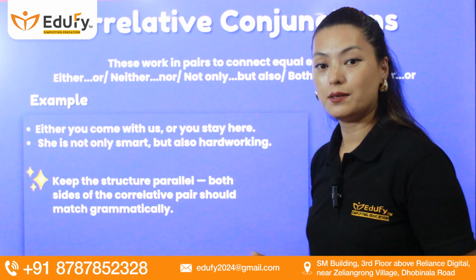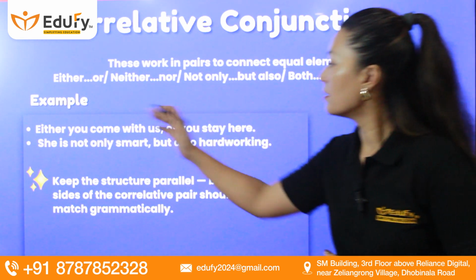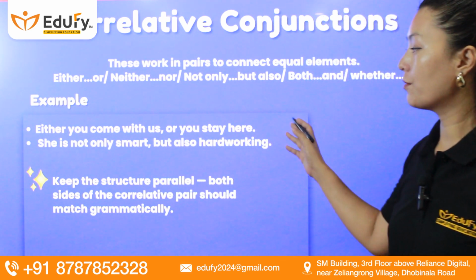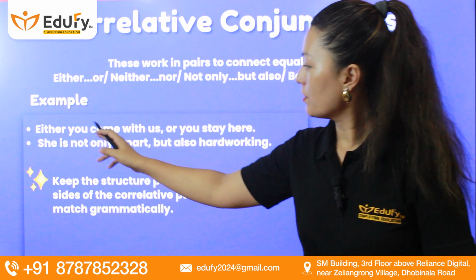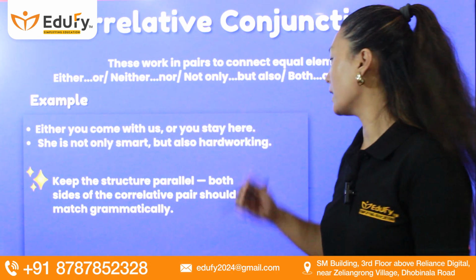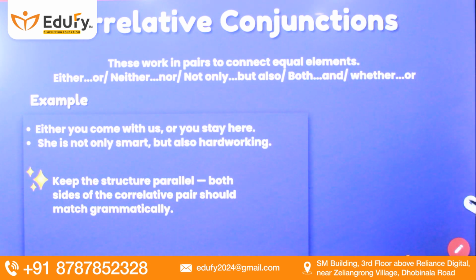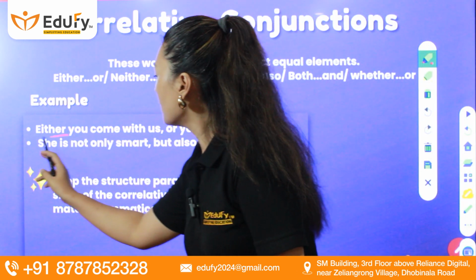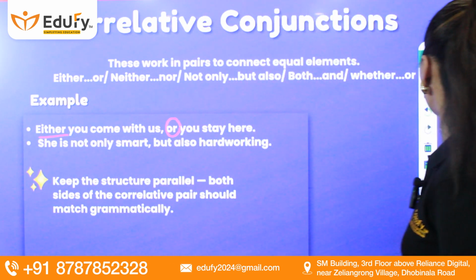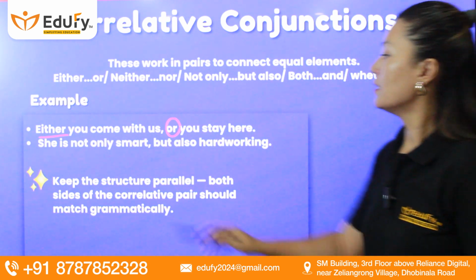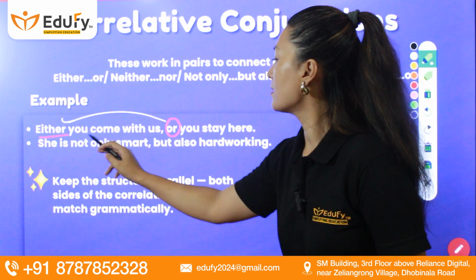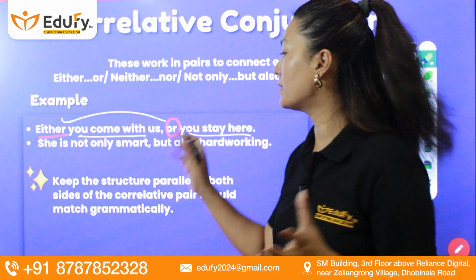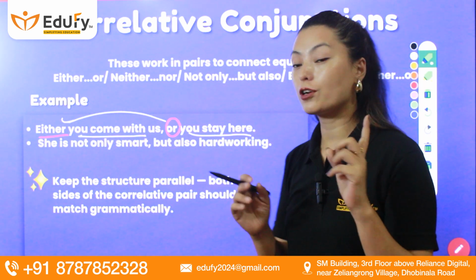They will connect equal elements to show us the elements in a sentence, and they join those elements together. If you take a look at this one: either you come with us or you stay here. In this sentence, can you identify the conjunction? I believe it is easy: either and or, right? So what you find here is these two are joining what? You come with us, you stay here. Two similar elements in a sentence being joined by what?